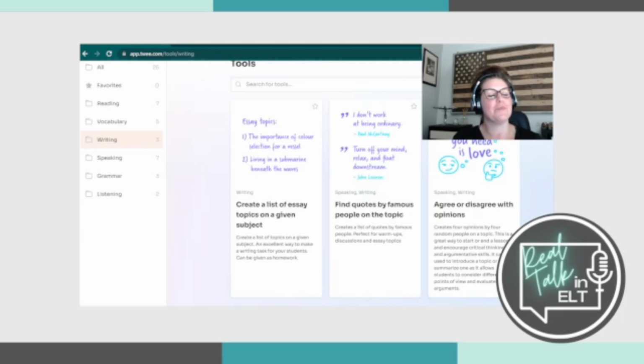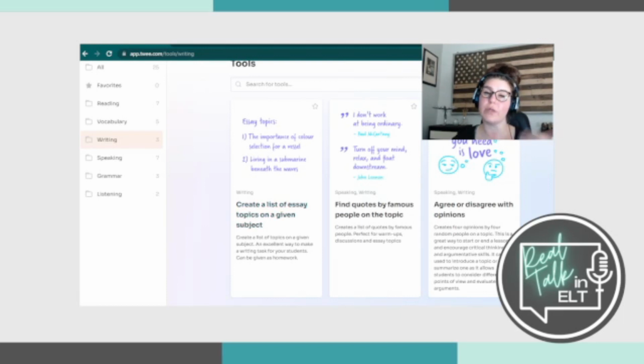No, this is a multi-part episode that is looking at the Twee app and all of the different functionality that you have in it so that you can get super creative with your lesson planning, and let the AI do the creativity for you, and then you can just double check. So we've gone through reading and vocabulary. In this one, we're going to look at writing.